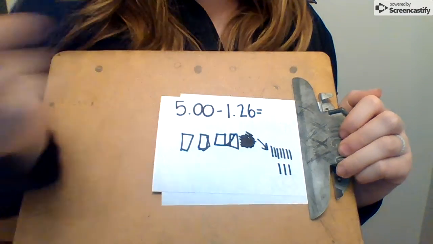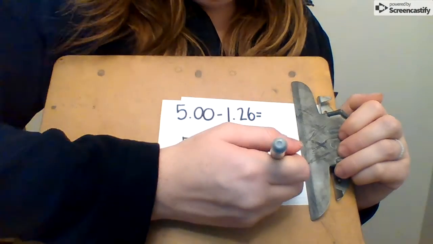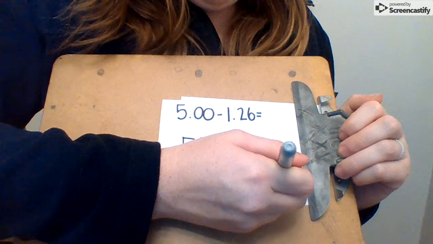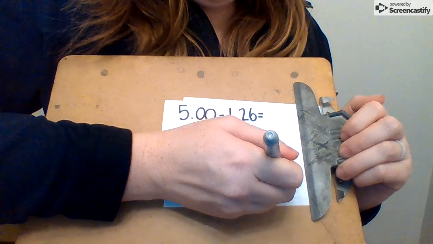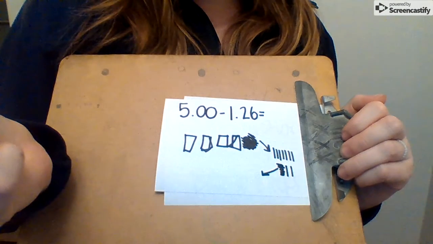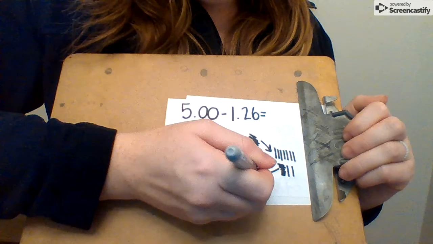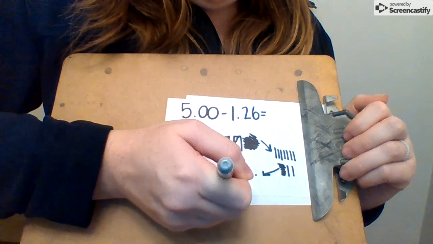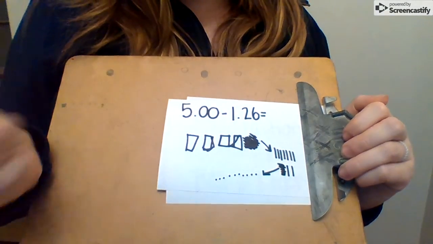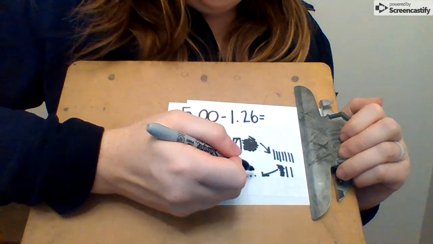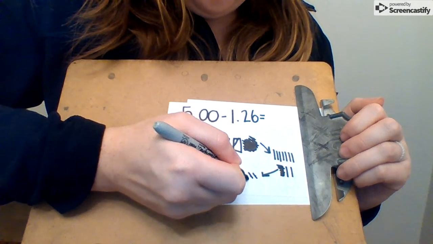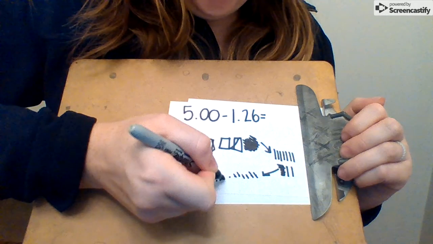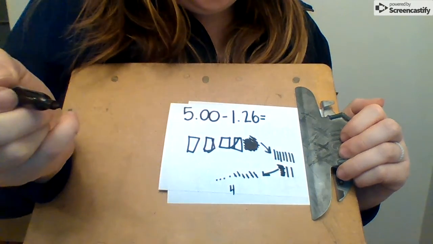I still need to take out 6 ones, but I still don't have 6 ones. So I'm going to borrow, regroup, trade or exchange from the tens. I'm going to make that 10 ones. 1, 2, 3, 4, 5, 6, 7, 8, 9, 10. Now I have enough to take out my 6 ones. That's 1, 2, 3, 4, 5, 6. I'm left with 4 ones.